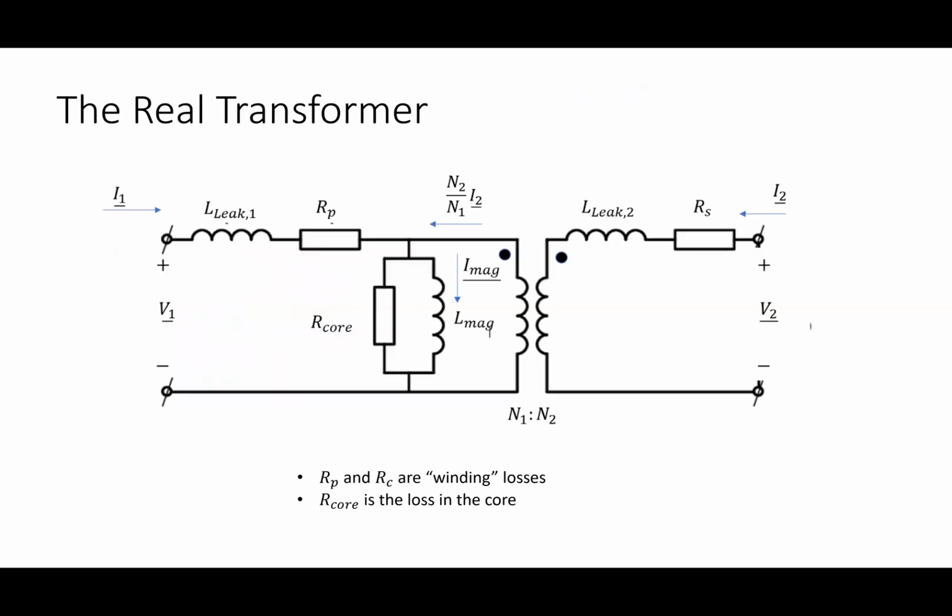So we end up with this model where I have the ideal transformer with N2 over N1 times I2 right there. Let's note a couple of things here. What I've added in this real transformer are RP, RS, and R core. RP and RS are winding losses. If I think about this intuitively, how big do you think RP and RS are going to be? I say winding losses, I mean there's copper windings, so that's basically the copper resistance.